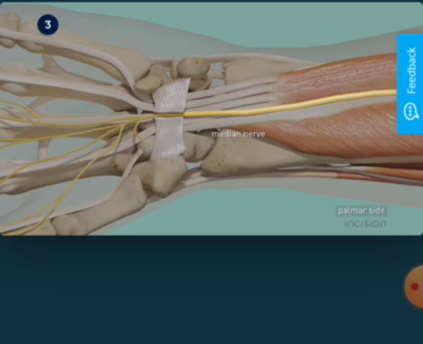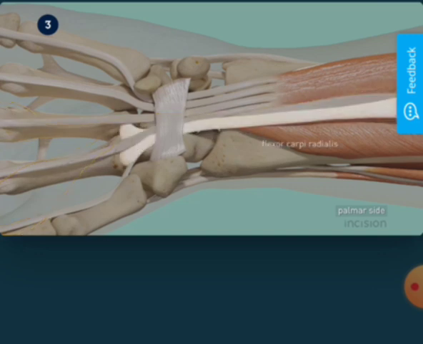The flexor carpi radialis and flexor carpi ulnaris also contribute to flexion of the wrist and provide radial and ulnar deviation.